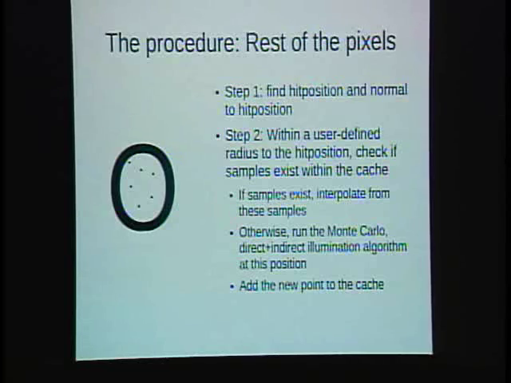So for the rest of the pixels, we do one of two things. First we reach out for that pixel and hit a position on the scene, and given that position's hit position and the normal, we check to see if there are other samples from the cache within that radius. And if there are samples, then we interpolate between the samples from the cache to find the irradiance for this position. Otherwise, we run the Monte Carlo calculation for this position as if it was one of the initial samples, and we add it to the cache.